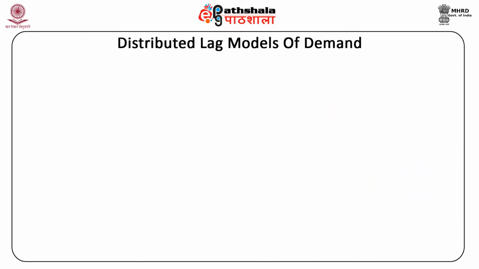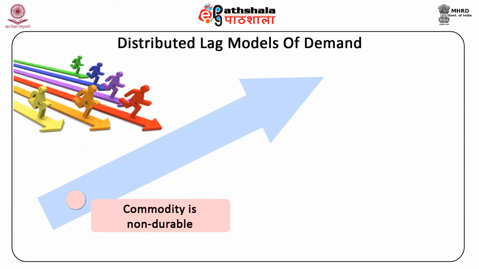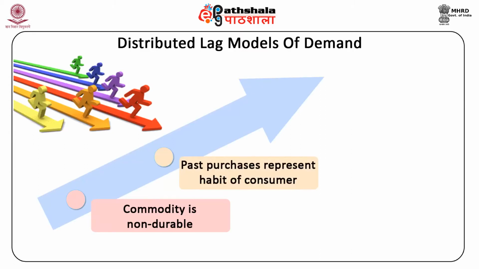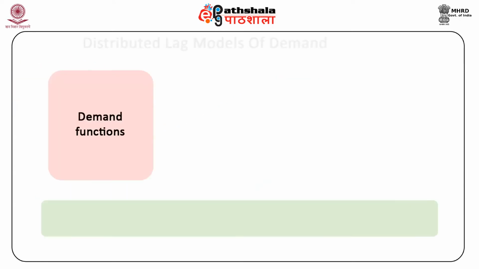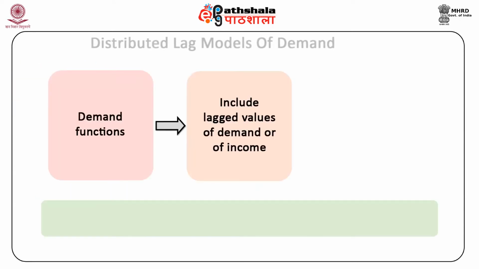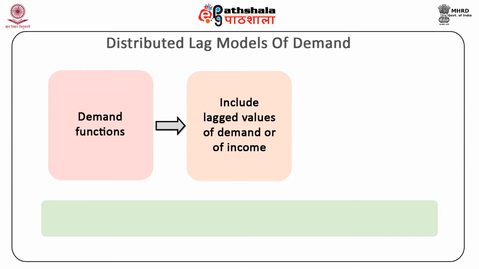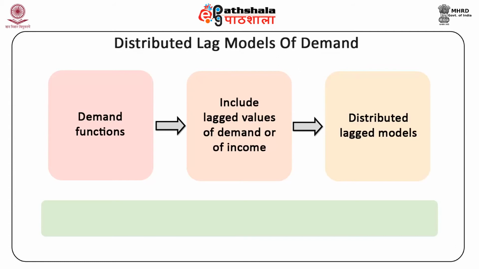On the other hand, if the commodity is non-durable, then past purchases represent the habit of the consumer, which is acquired by purchasing and consuming the commodity in the past. The demand functions which include lagged values of demand or of income are called distributed lagged models.